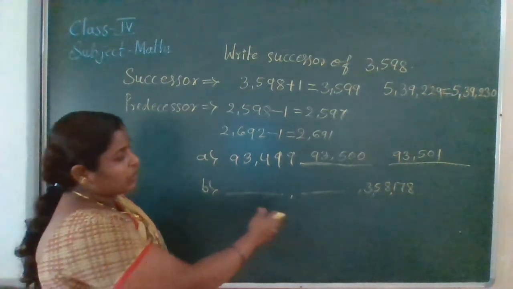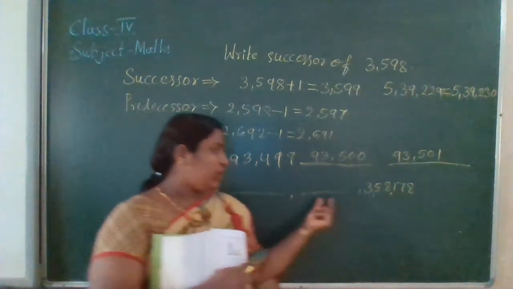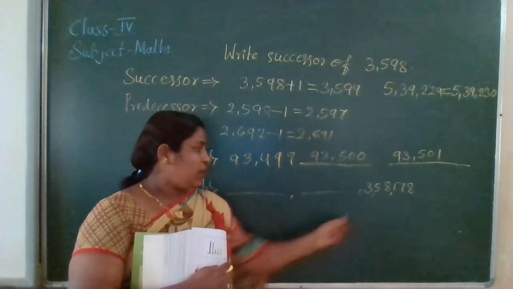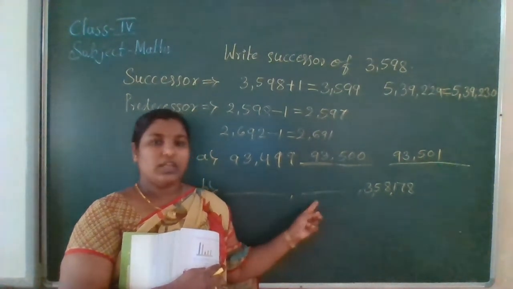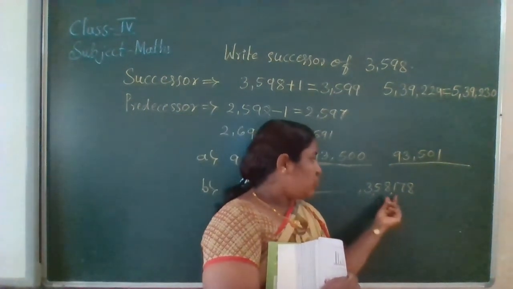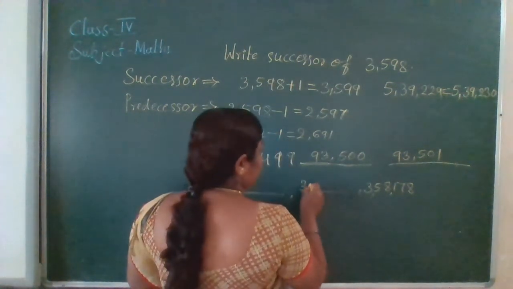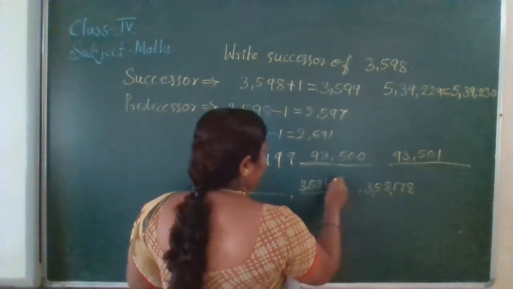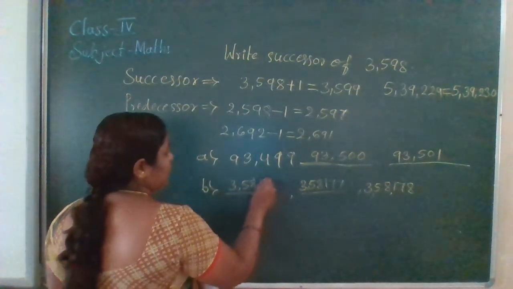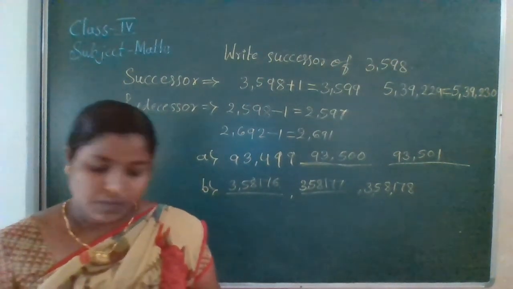For B, before that number, two numbers we should write. If I do minus 1 for this, I will get the number just before. Again, whatever number I get, if I do minus 1 here, I will get the number before that. So 3,58,178 minus 1, if I do, I get the answer 3,58,177. One more is 3,58,176. This is the concept of successor and predecessor.